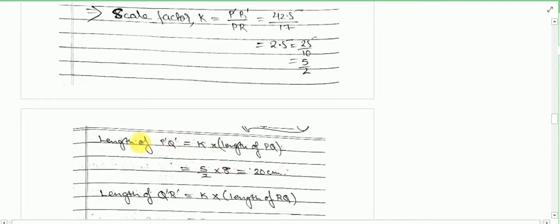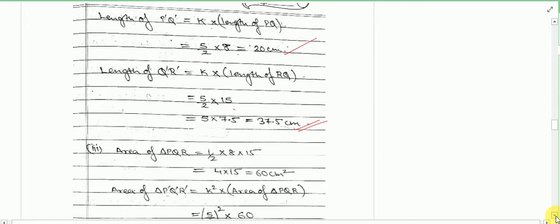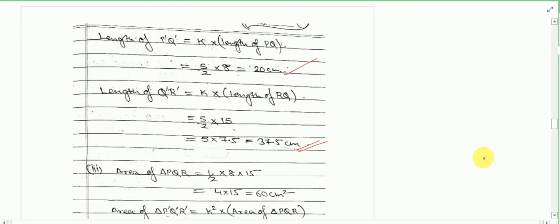Now we have to find the length of P dash Q dash. The length of P dash Q dash will be K times the length of PQ. So 5/2 into 8 is 20 centimeter. The length of Q dash R dash will be K times the length of RQ. Substitute the values and you get 5/2 into 15, so it's coming 37.5 centimeter. You can pause the video and write down these things.